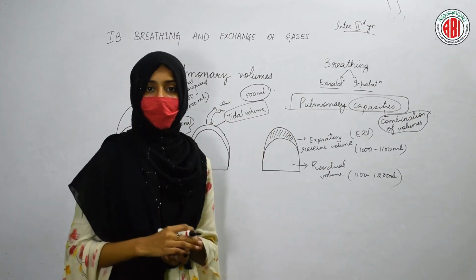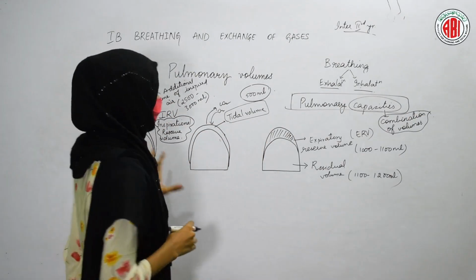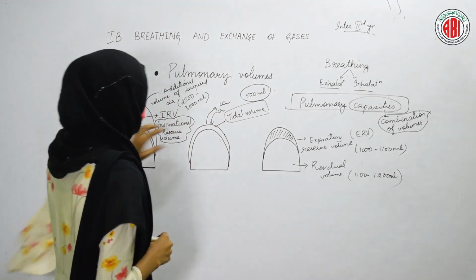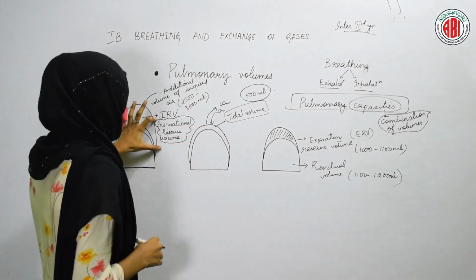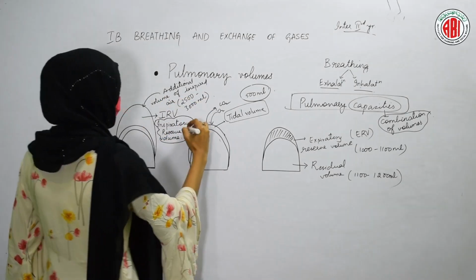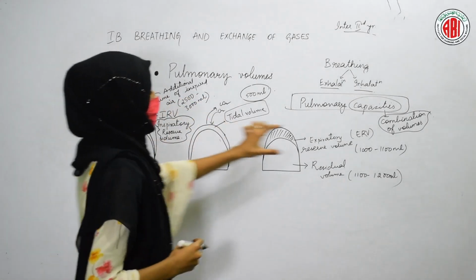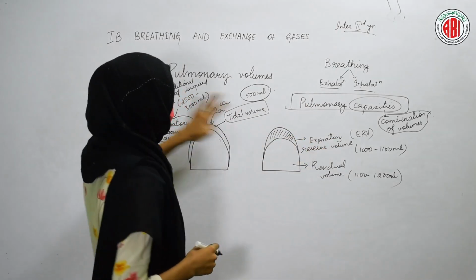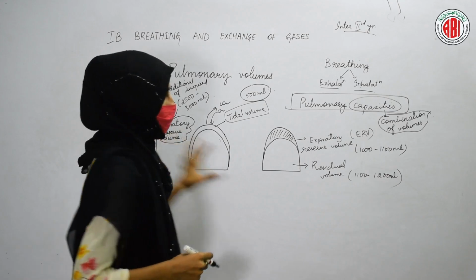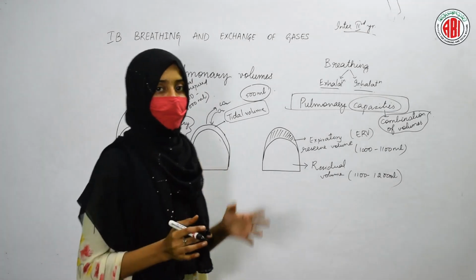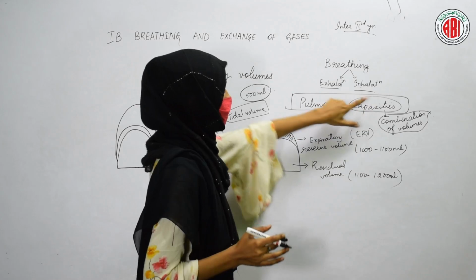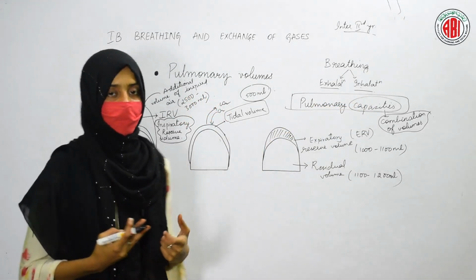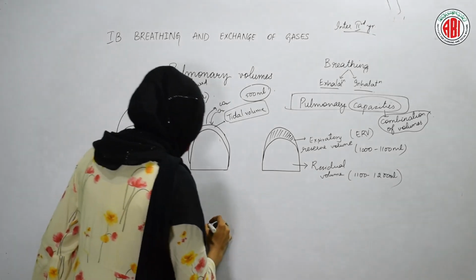There are three different capacities given. We have seen that four different pulmonary volumes are given here: tidal volume, inspiratory reserve volume IRV, expiratory reserve volume ERV, and residual volume. These are four pulmonary volumes. Likewise, there are certain combinations, and we call that combination of volumes capacities. So there are three different pulmonary capacities that are given, and they are, this is our lung.